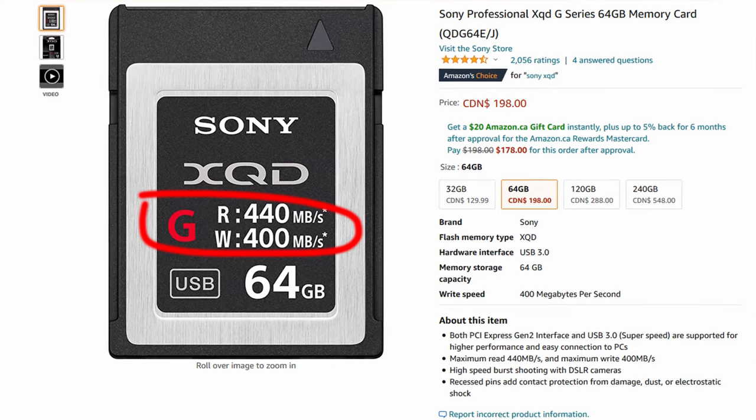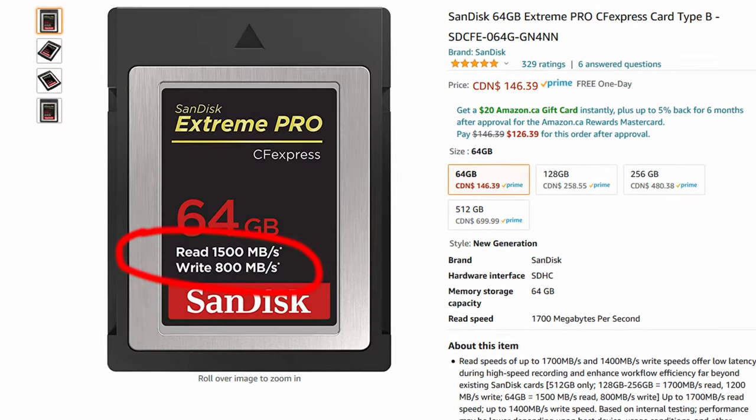Next is speed, and that is where these cards really differ. CF Express cards are much faster, and that's because they use two of the PCIe lanes in the camera. These things run on PCIe. And XQD only runs on one PCIe lane. So you're going to be getting speeds well into the thousands with CF Express, but only in the hundreds with XQD.